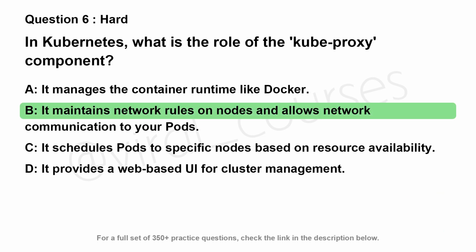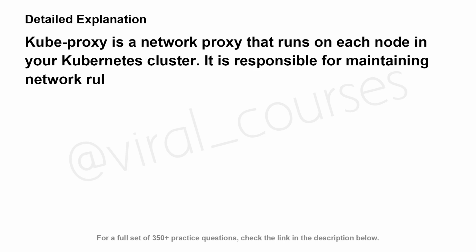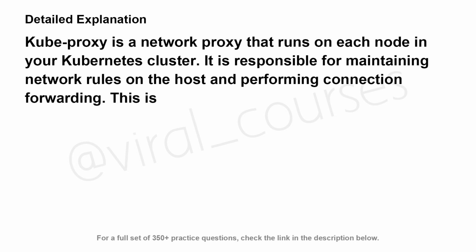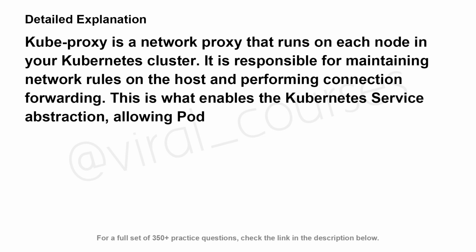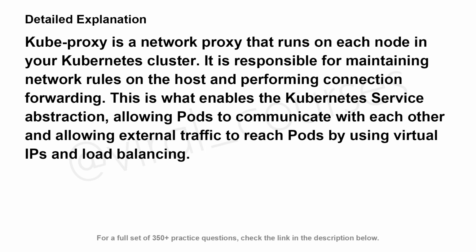The correct answer is B. Kube-proxy is a network proxy that runs on each node in your Kubernetes cluster. It is responsible for maintaining network rules on the host and performing connection forwarding. This is what enables the Kubernetes service abstraction, allowing pods to communicate with each other and allowing external traffic to reach pods by using virtual IPs and load balancing.